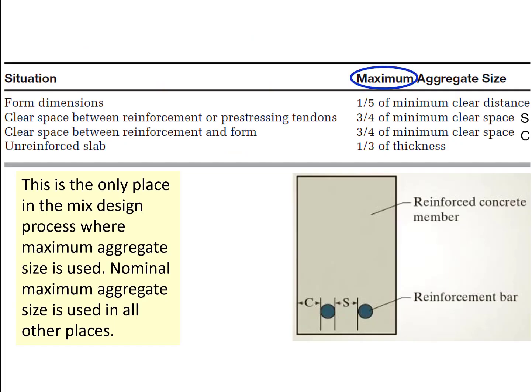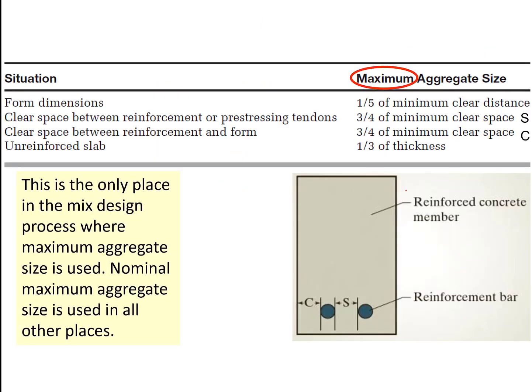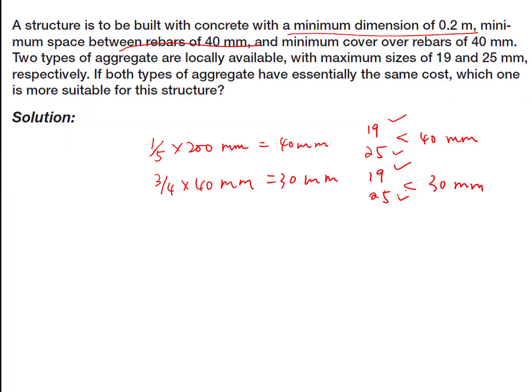And the next one, it should not exceed 3/4 of the minimum clear space between reinforcement or pre-stressing tendons, which is 40 millimeter. So 3/4 of 40 millimeter will be 30 millimeter. You can see both 19 and 25 satisfy this requirement. The next one is it should not be more than 3/4 of the minimum clear space between reinforcement and form, which is the minimum cover over rebar, which is 3/4 times 40 millimeter equal to 30 millimeter. Again, both of them satisfy this requirement as well.